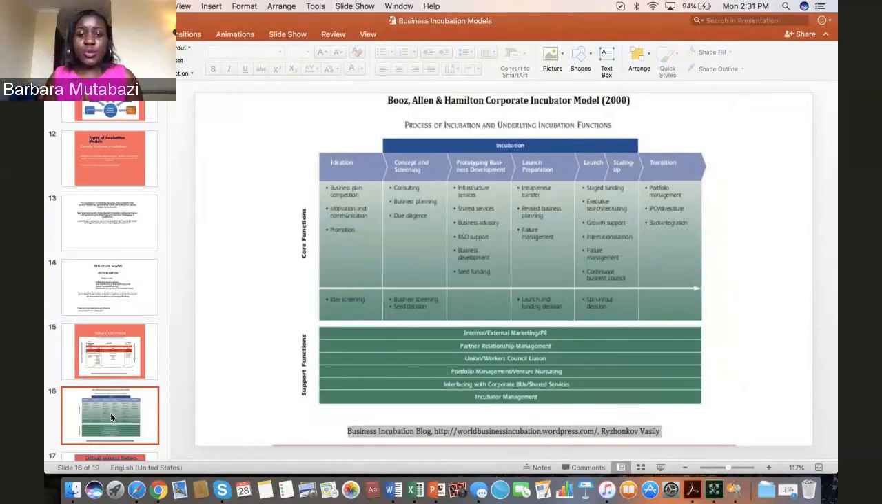Then after that, you're going to offer business planning, you're going to do due diligence with the businesses and offer consulting services to them. This is still a very early stage. They have good ideas. So you're sieving through to see what businesses make sense. Would this make sense in this particular market?